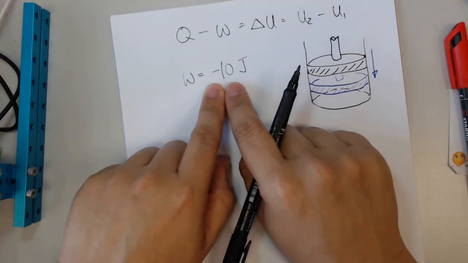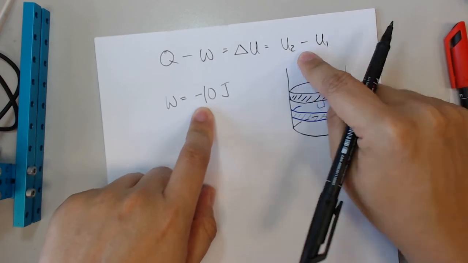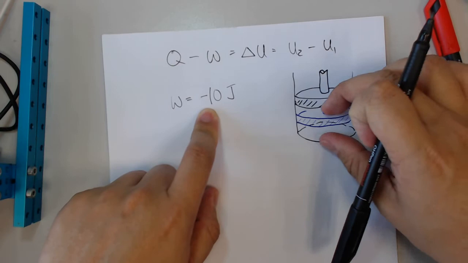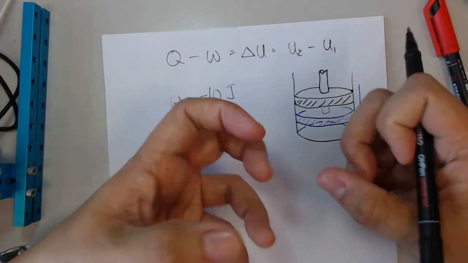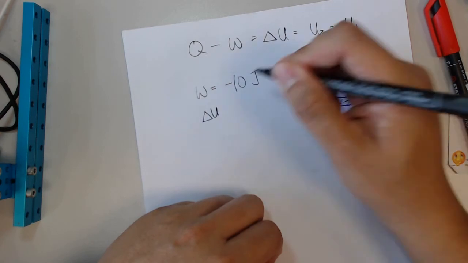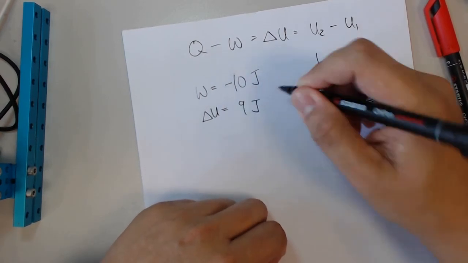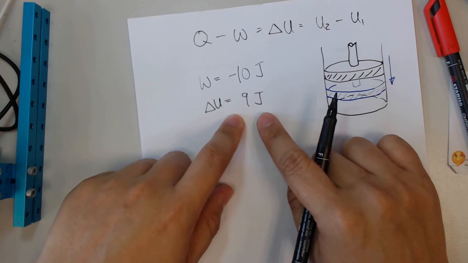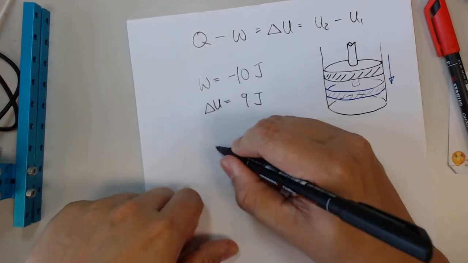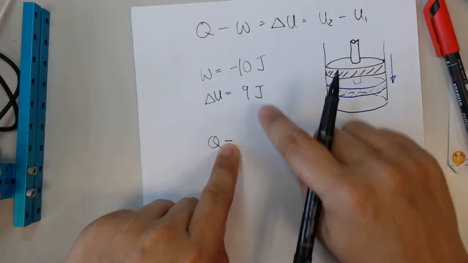And where does this work go? It actually goes to increase in the internal energy of the gas that is inside. As I push down, the gas gets compressed and it actually raises in its level of internal energy. So we can say that delta U increases, right? But it can increase to, let's say, 9 joules.